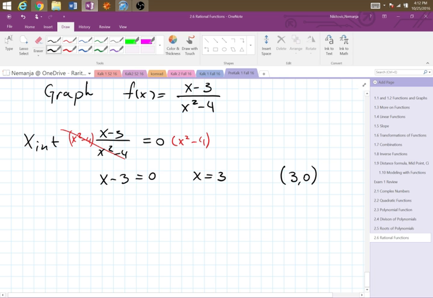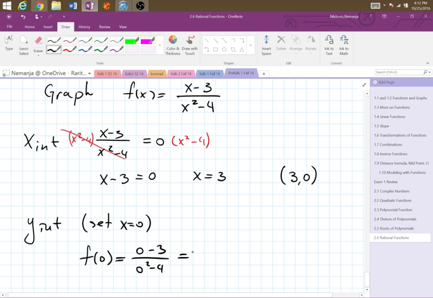Now we'll go with the y-intercept. You achieve that by setting x to 0. Well, you go into your function and compute f of 0, which is 0 minus 3 over 0 squared minus 4. Positive 3/4, right? So (0, 3/4) is the y-intercept. So now we have the x-intercept and the y-intercept. The next are VA and HA.